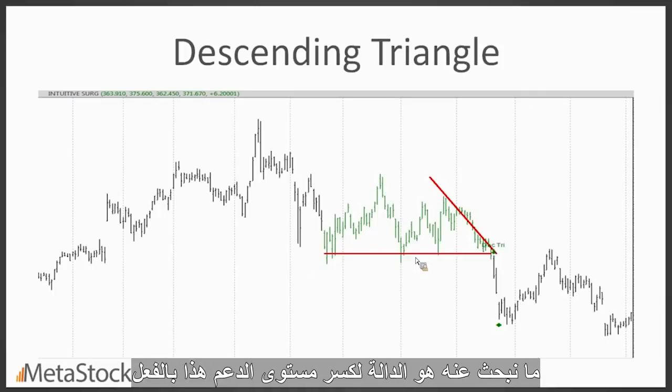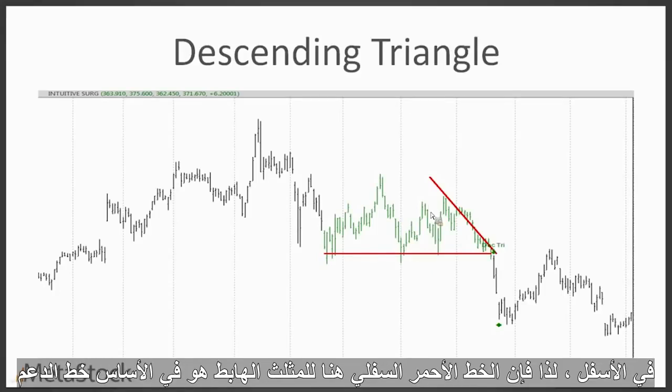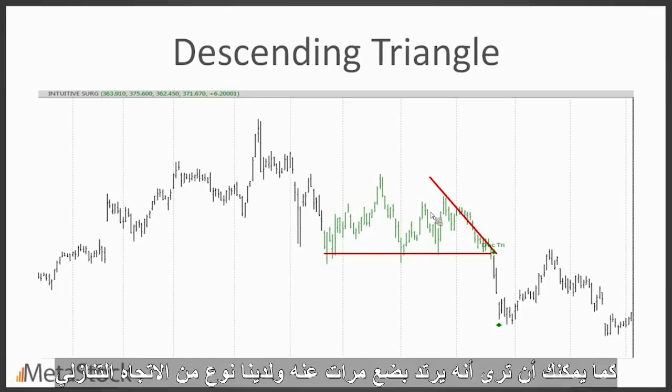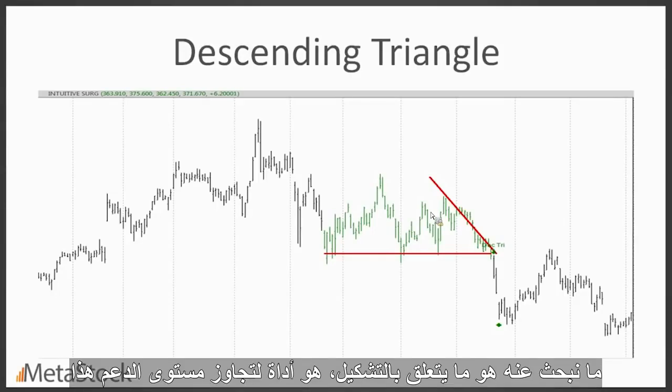What we're looking for is the instrument to actually break this support level at the bottom. So the bottom red line here of the descending triangle is essentially the support line. As you can see, it bounces a couple of times off of it, and we have kind of a downward trend. What we're looking for, as far as the confirmation is concerned, is the instrument to dive past this support level.